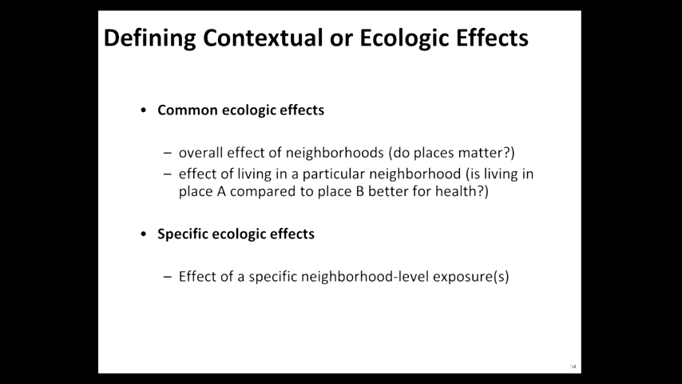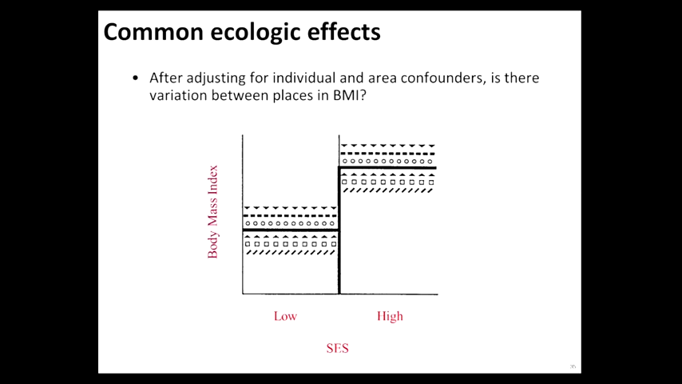The second type of ecologic or contextual effect is the specific effect, where I measure a specific attribute of a place. Let's say I have a sample of 50 villages and I measure aspects of social cohesion or social capital in each of those places. That would be measuring an attribute of that place and understanding the association between that place level attribute and the outcome. So we can define the contextual effect in both a common way and a specific way based on an attribute.